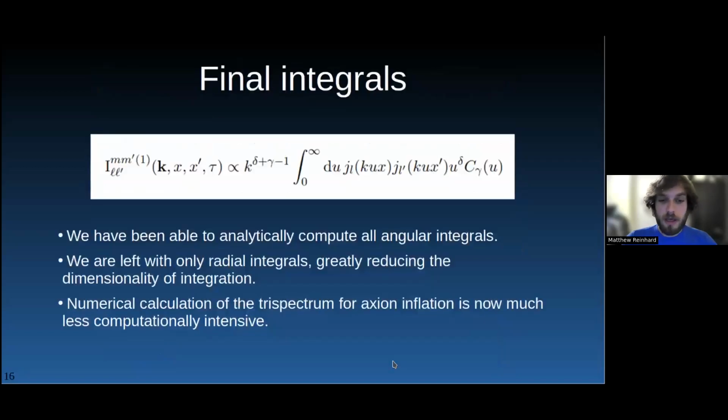So we are actually able to analytically compute all of the angular integrals associated with these Fourier transforms, and we got it down to just this single integral over this dummy variable u shown at the top here. So we've been able to greatly reduce the dimensionality of integration of the trispectrum, making numerical calculation of the trispectrum much less computationally intensive.